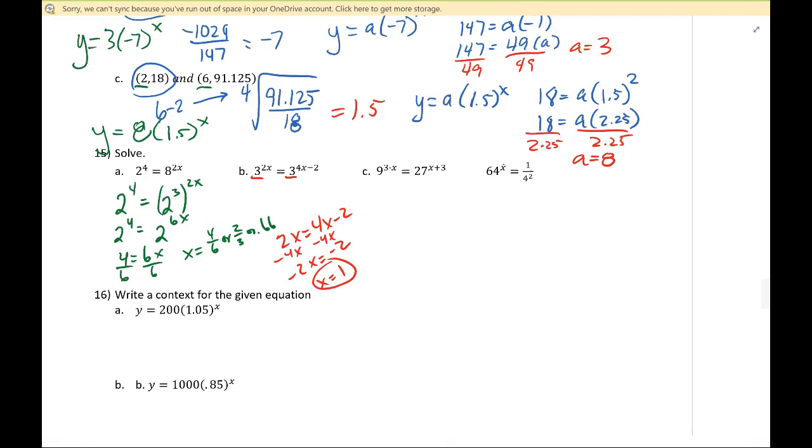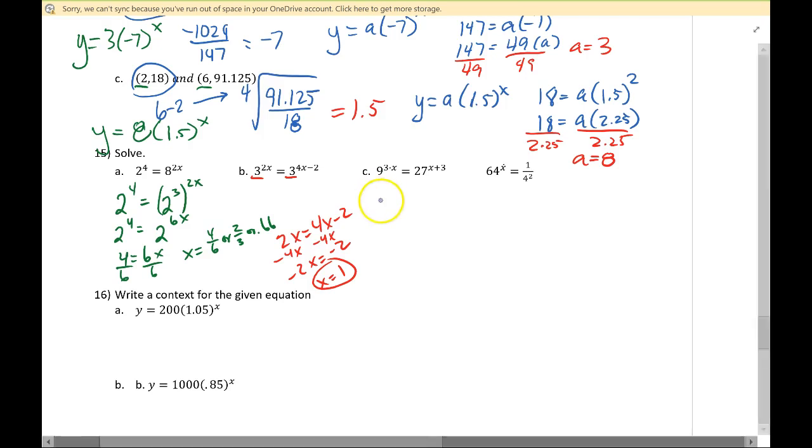All right. In C, first thing you ask yourself, like in A, can I write 27 with a base of 9? No, because 9 squared is 81, and so there's no way to write it, and we're not trying to write 9 to a decimal number. So I then have to ask myself, can I write 9 as any other base? Yes, we can write that as a base of 3 squared. So since I can write 9 with a base of 3, can I write 27 with a base of 3? Yes, that would be 3 to the 3rd.